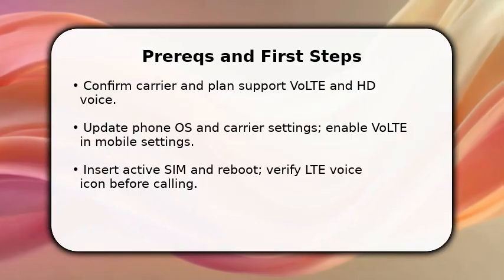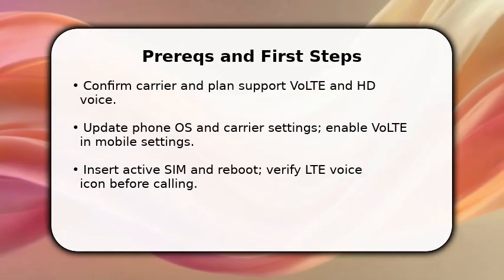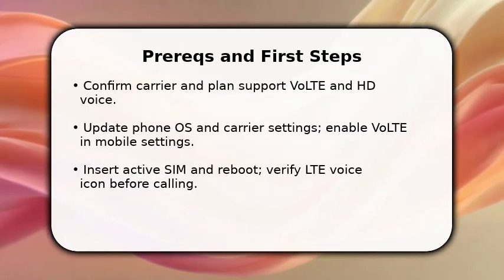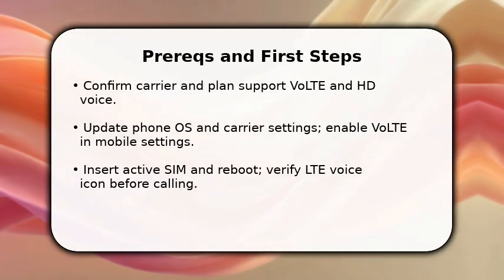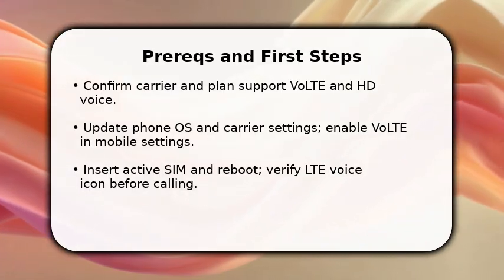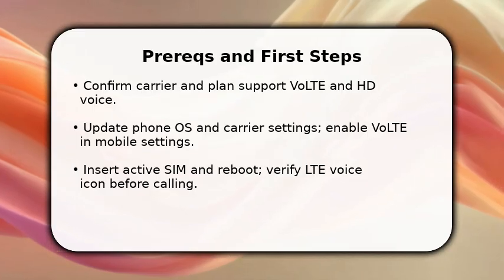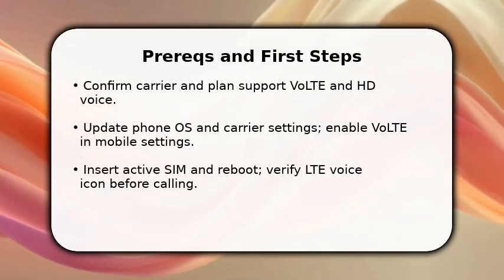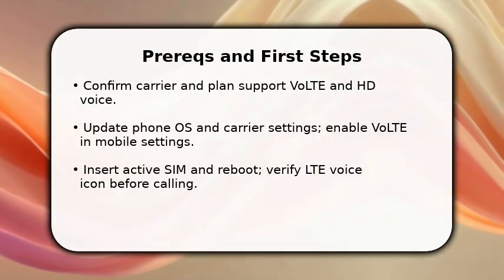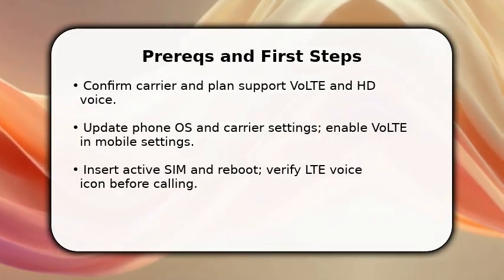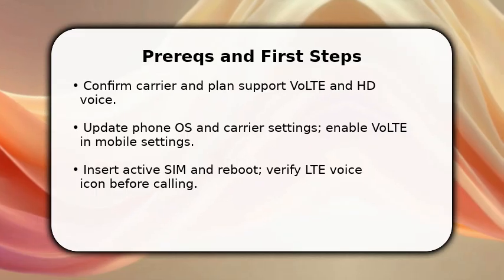You need to confirm your carrier and plan actually support VoLTE. This matters because VoLTE uses LTE for voice instead of falling back to 3G. Once confirmed, update the phone OS and carrier settings, then enable VoLTE or HD voice in cellular or network settings. Make sure an active LTE-capable SIM is inserted and reboot the device to apply settings.